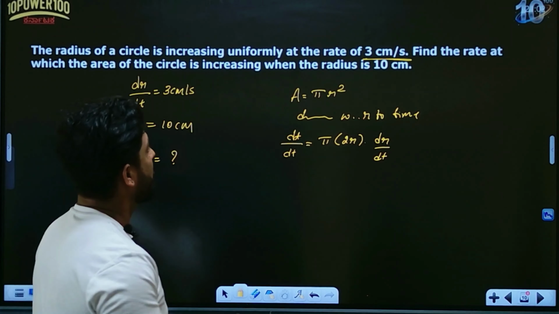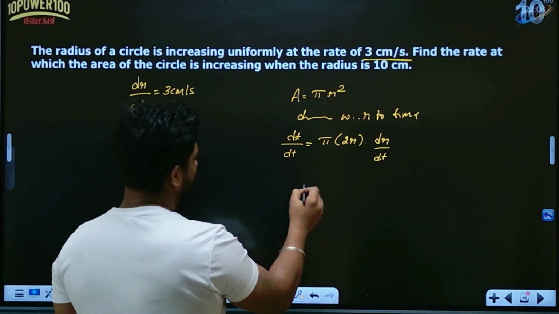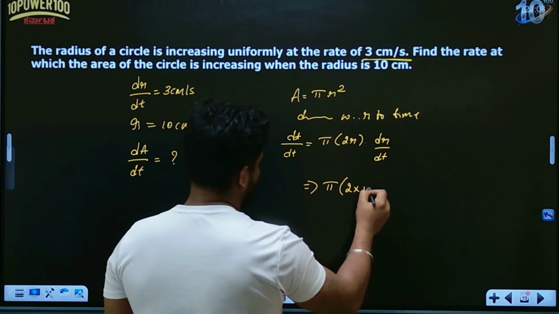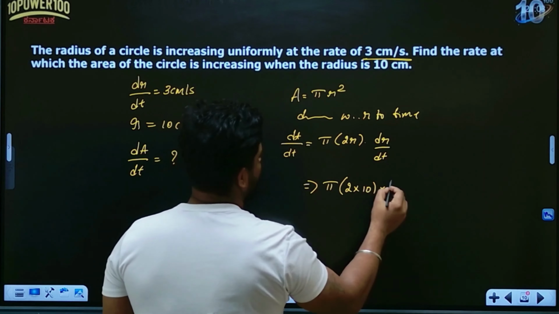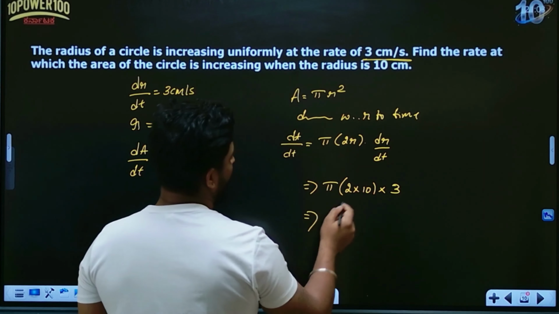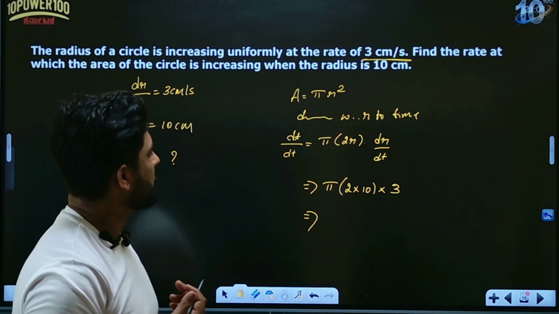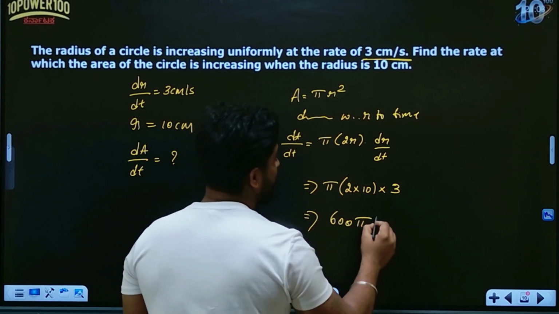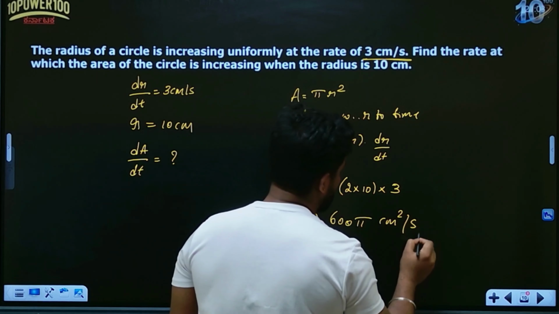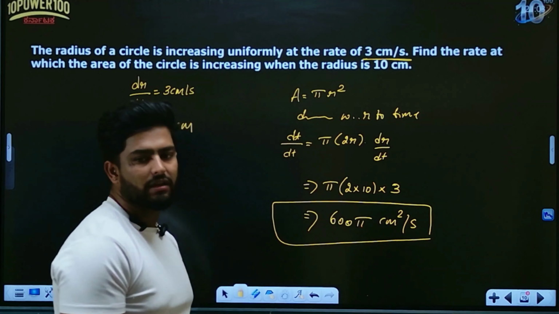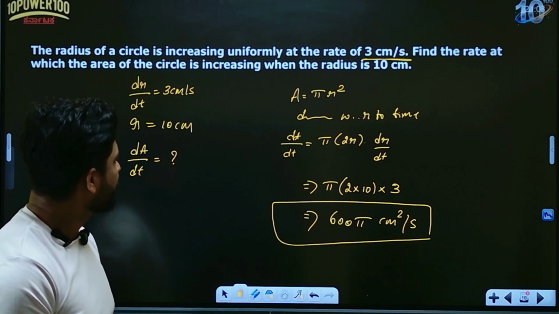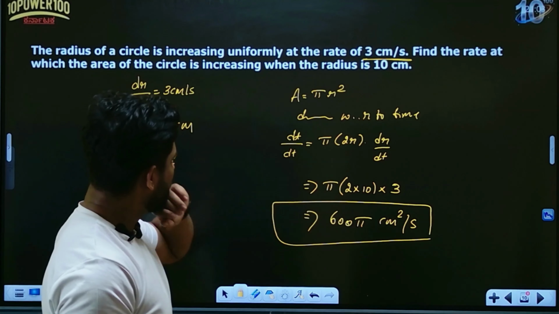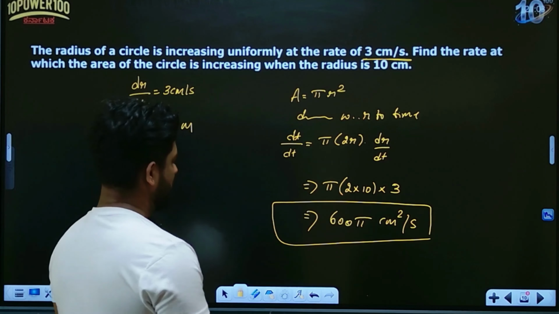Now all the values are given, so substitute, keeping the pi value as it is. Pi into 2 into r value 10, into dr by dt, which is 3. So 2 threes are 6, 6 tens are 60. So 60 pi, and since it is area, this is centimeter square per second. So this is the final answer, centimeter square per second. I hope I did it right. Oh, wait a minute, it's not 600, it is 60, no?